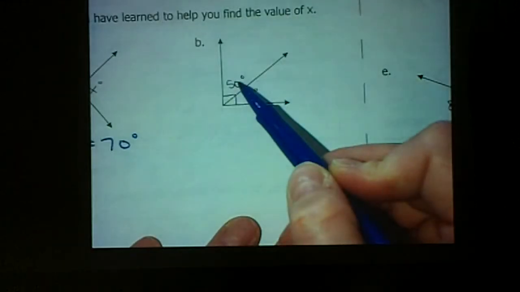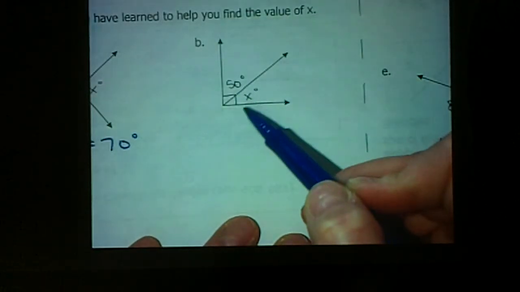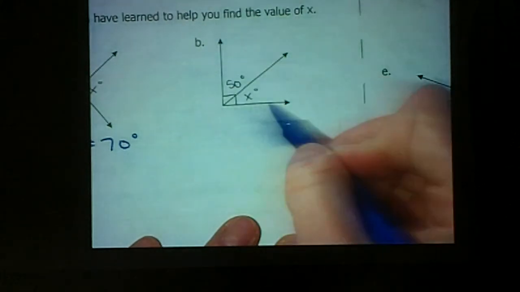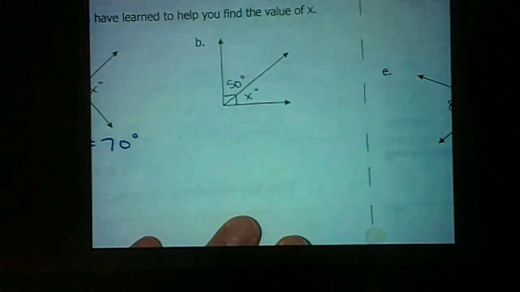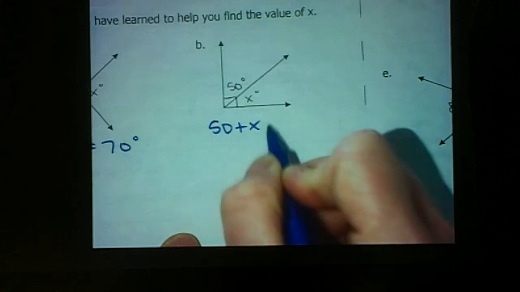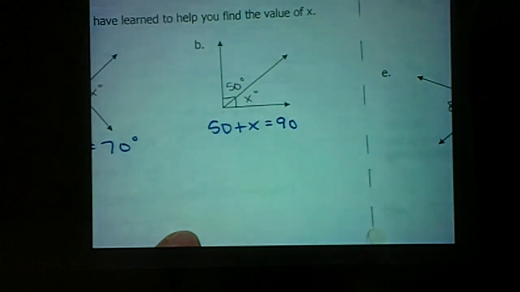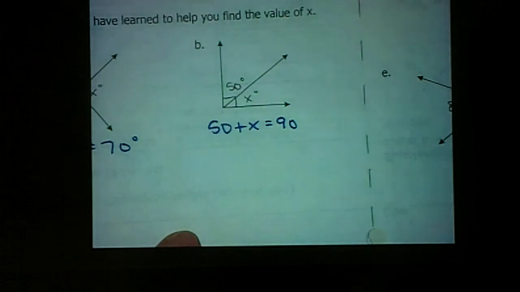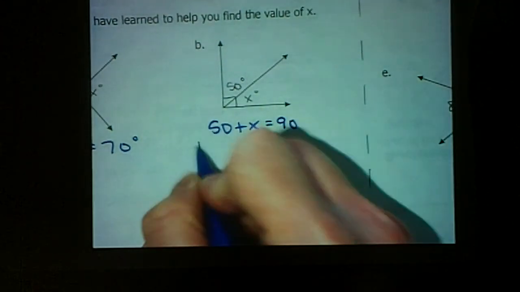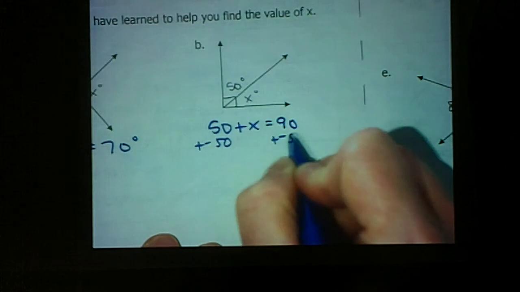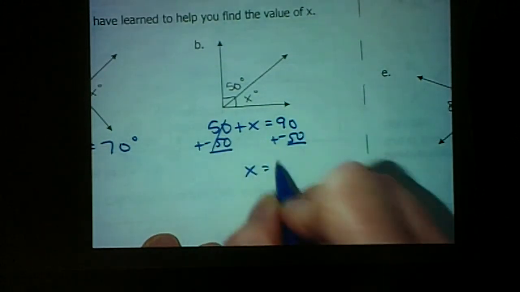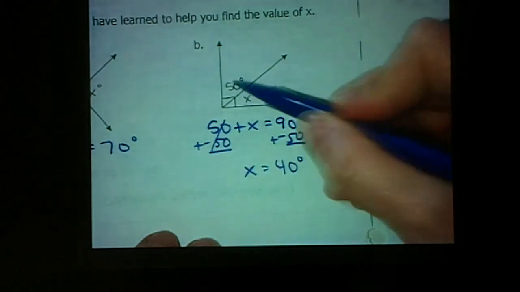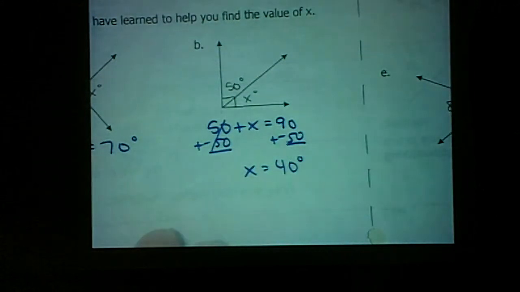Here, I have 50 degrees and I have x. Now you have to think back to the front page. These angles right here, here's the box. That means that these should add up to 90 degrees. So I know that 50 plus x should give me 90. Does this look familiar? I hope so. I need to get x alone. So I'm going to add a negative 50, or some of you are subtracting 50. It's the same thing. And x is equal to 90 plus negative 50 is 40 degrees. And 50 degrees plus 40 degrees does give me 90, so I know that we're right.